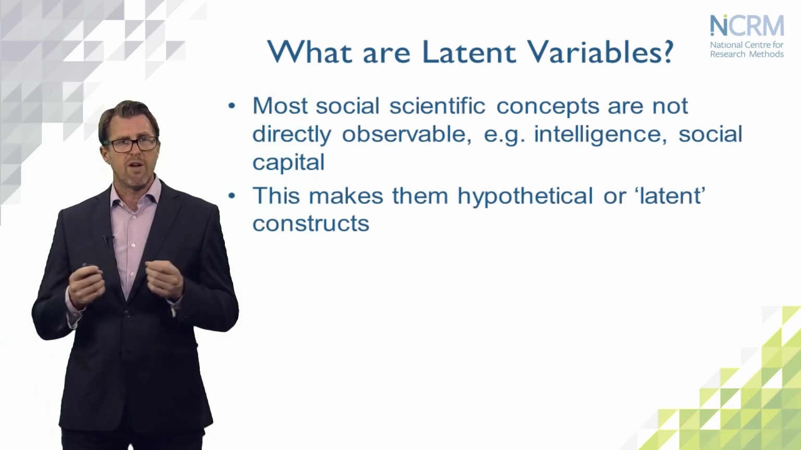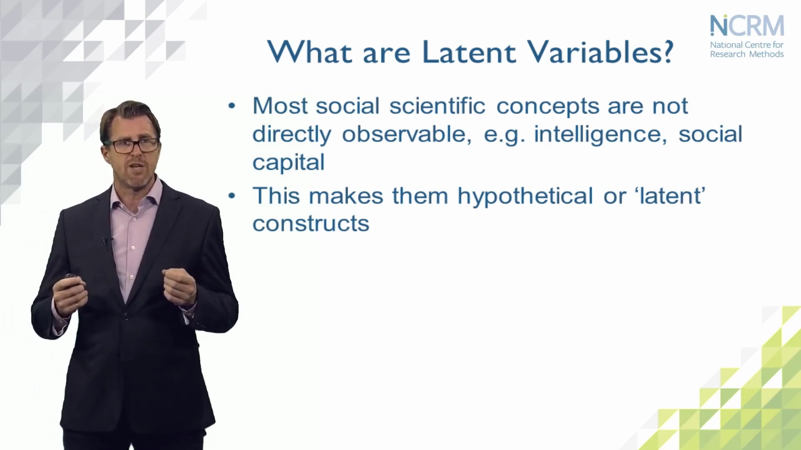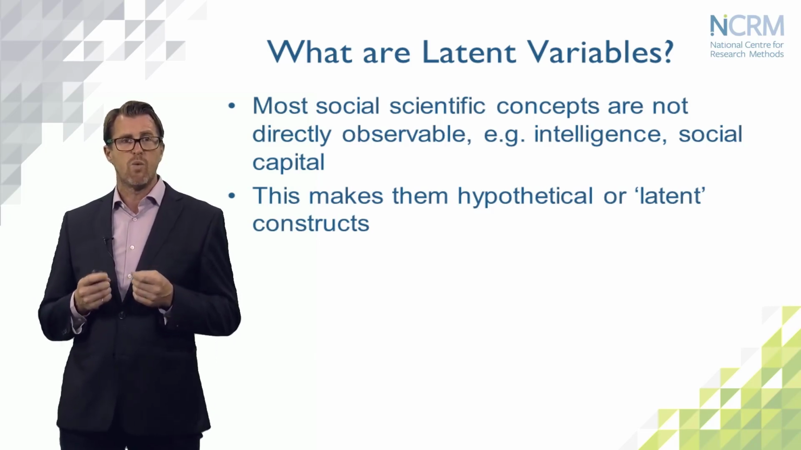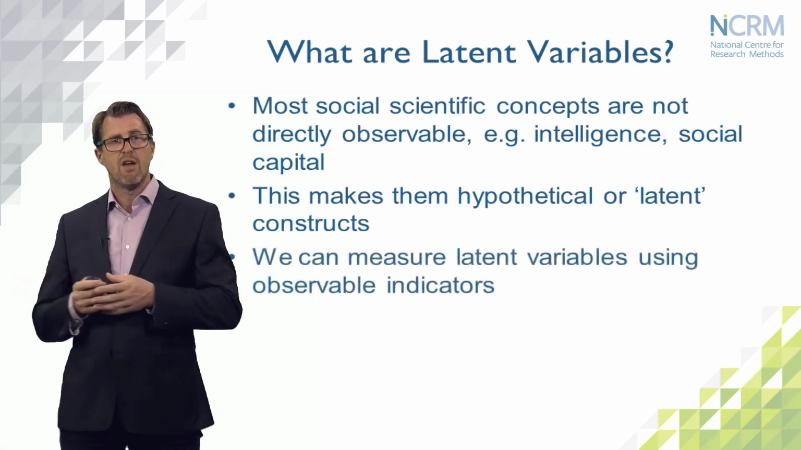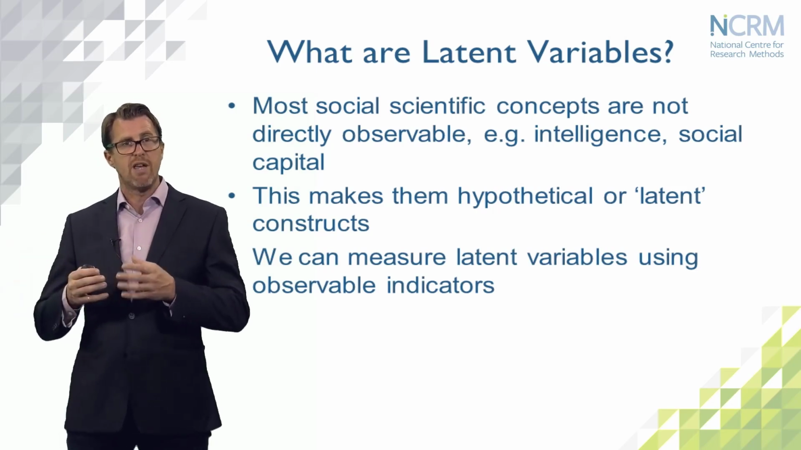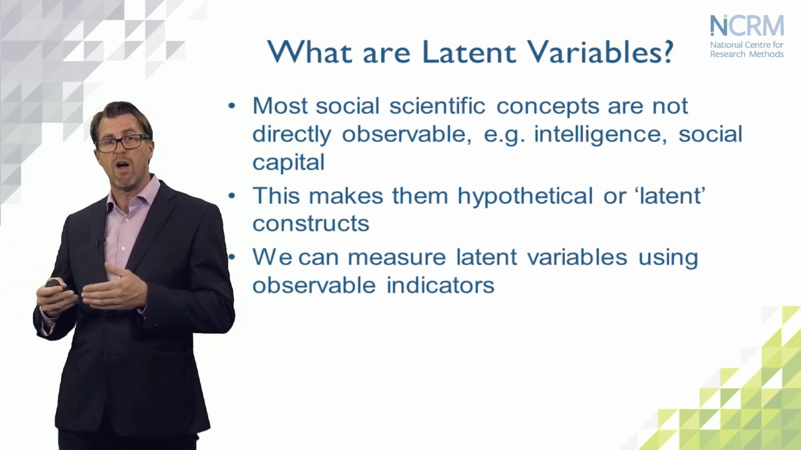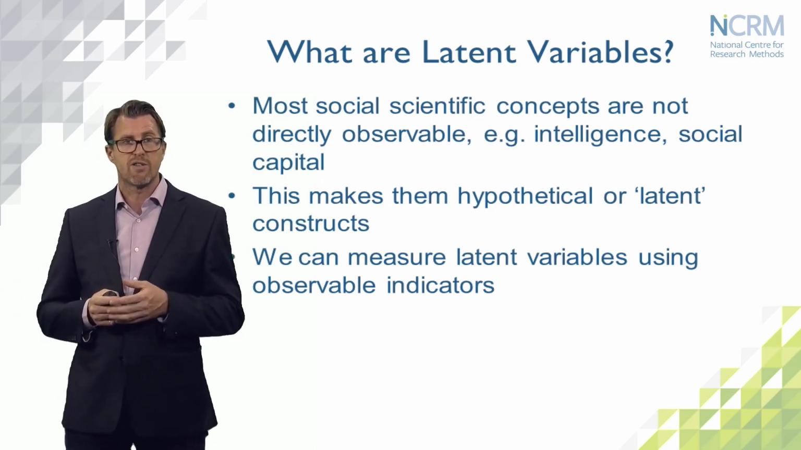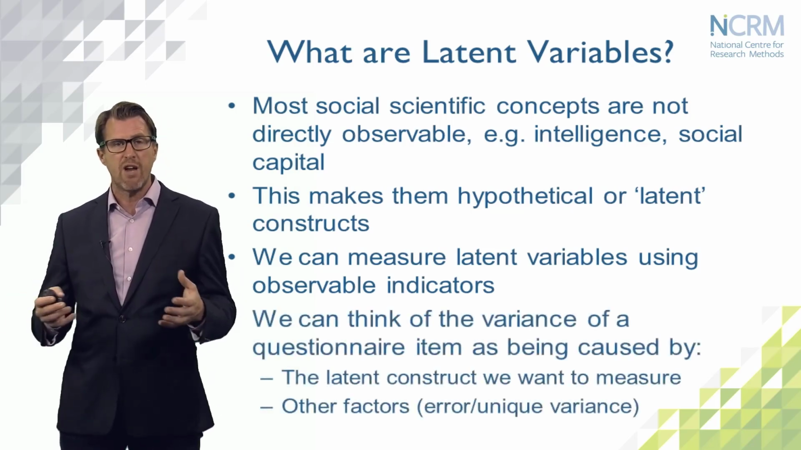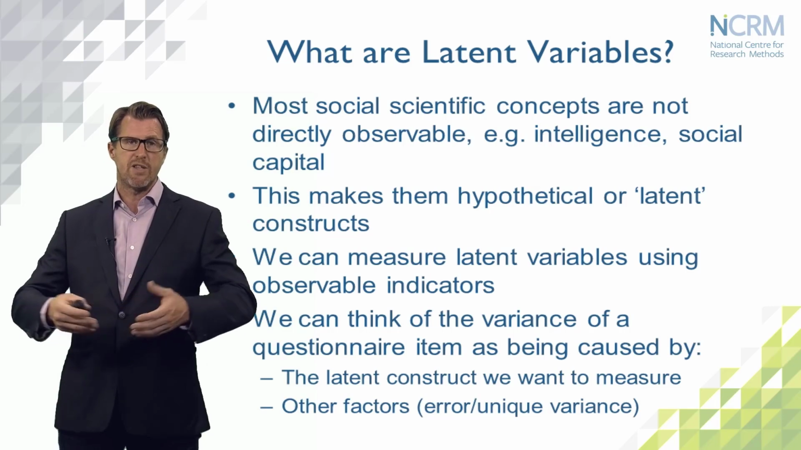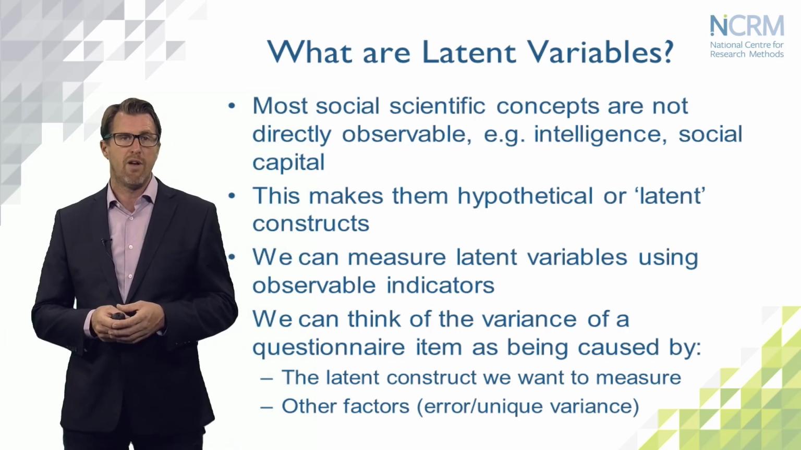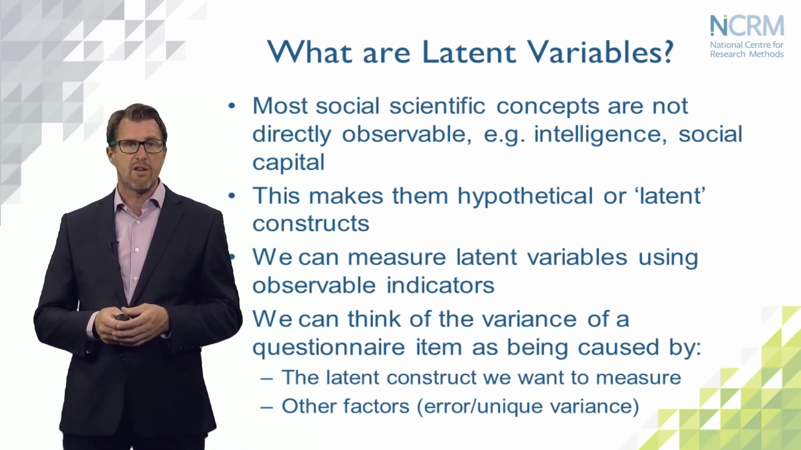So we're in a bit of a difficult position if we can't measure these concepts that we're interested in, but fortunately we can use approaches which measure these latent variables using observable indicators, using variables that we can measure directly that we believe to be caused by the underlying latent constructs. So if we think of a questionnaire item, a question in a questionnaire that's been administered to a sample of people, this would be a good example of an observable indicator of a latent construct.